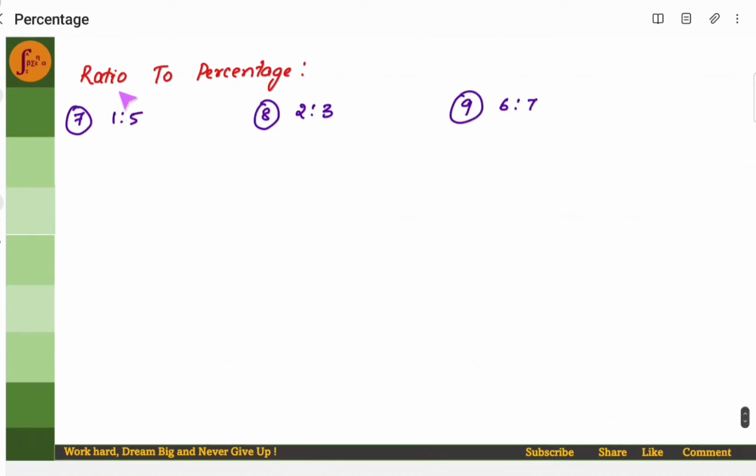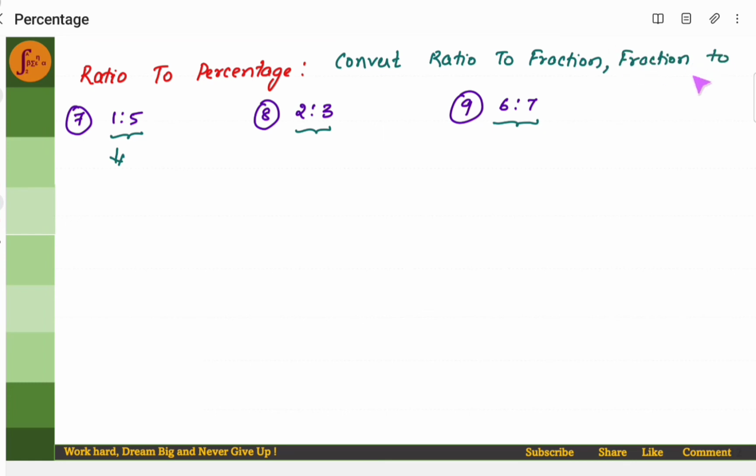Now similarly, if we have to convert ratio to percentage, we know, right, ratio is in this form. 1:5, 2:3, all these are ratios, right? Now here what we have to do is, first we have to convert ratio to fraction, and then fraction to percentage. So we'll have to convert ratio to fraction and fraction to percentage.